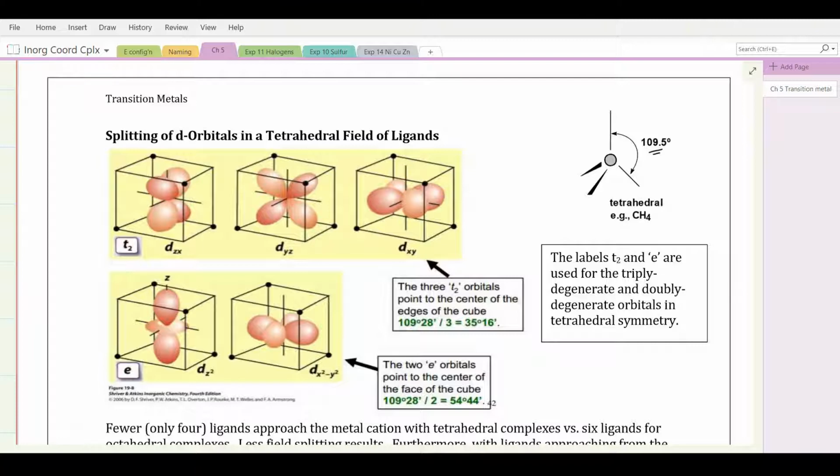Now it's pretty difficult by inspection to say which of these 5 experiences the greatest repulsion. As it turns out, it's exactly opposite to what happens in an octahedral field. The 3 t2g orbitals which were least repelled in the octahedral field are most repelled in a tetrahedral field, and they're simply called t2 orbitals. The 2 eg orbitals that were most strongly repelled in an octahedral environment are actually least repelled in a tetrahedral environment, and they're simply called e rather than eg.